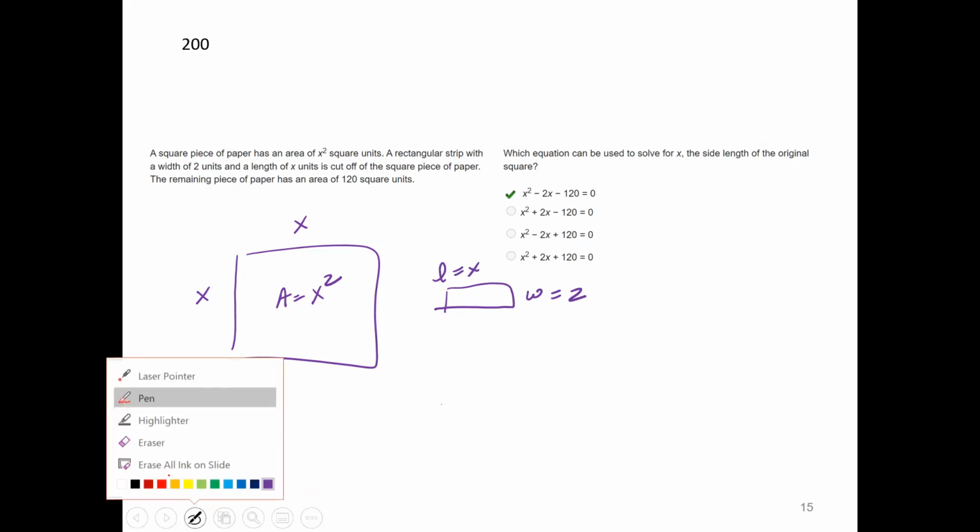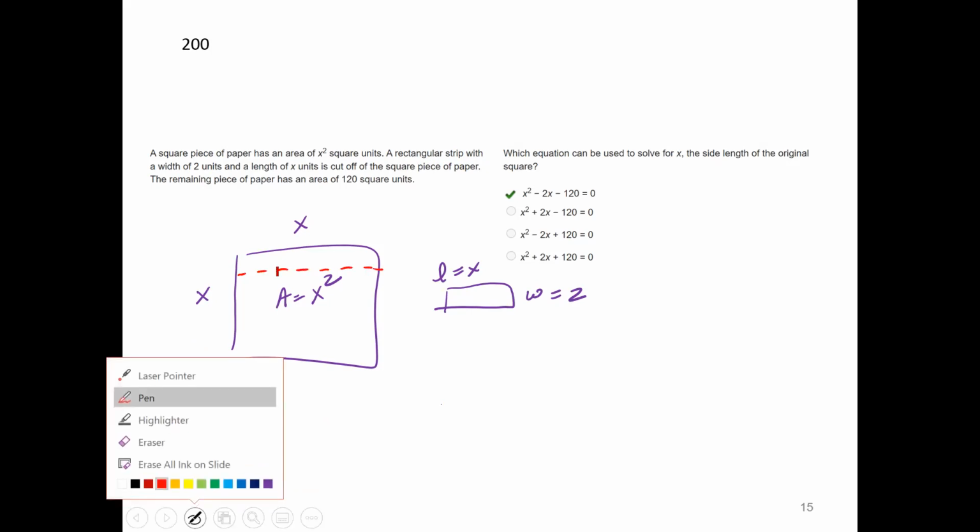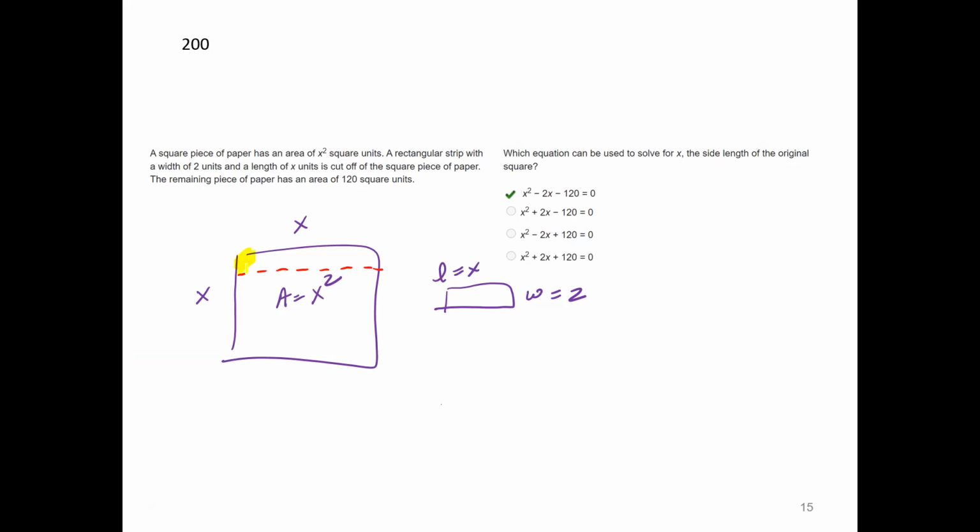So if I'm going to cut off this piece right here, that's a strip of paper. I'm going to highlight it right now in yellow, so you should highlight it as well. And this strip of paper is this piece right here, where the length is x and the width is 2. The remaining piece has an area of 120.